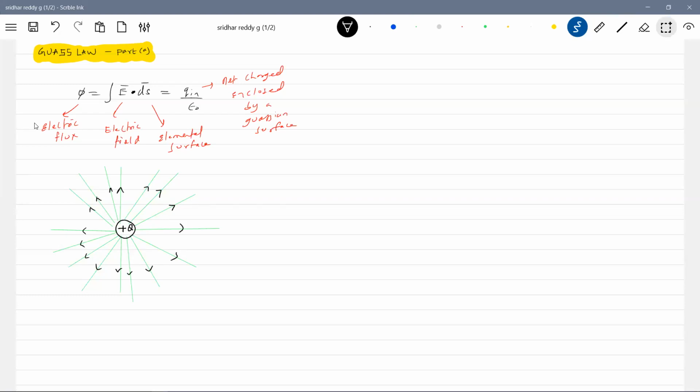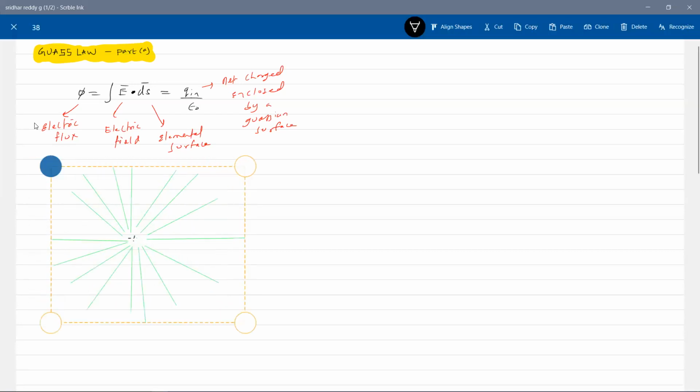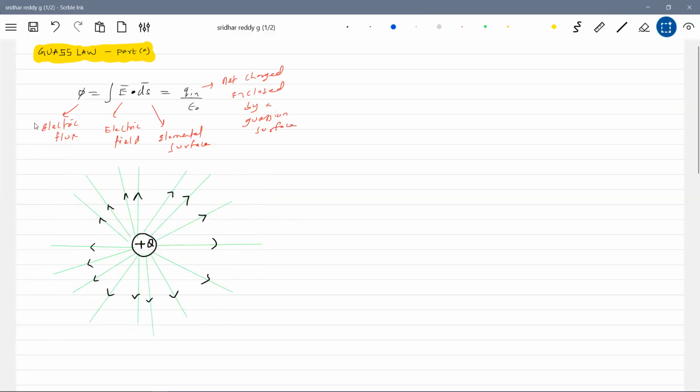Okay, fine. Now what we do is, some student will assume how much, say 12, 16 lines of force. Another student will assume 20, another student will assume 100. Like that, there is no uniformity in the number of lines of force. There is nothing called uniformity. So to bring that uniformity, we are bringing the flux idea.